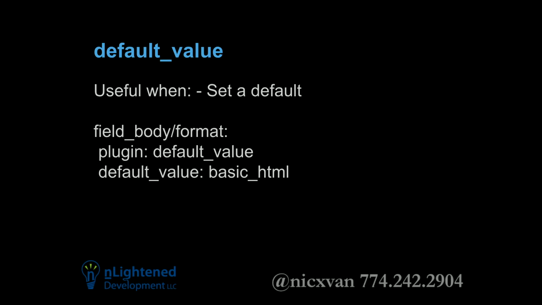Okay, so let's look at some specific process plugins. So set as a default, or default value, is useful when you need to set a default. It's kind of straightforward, but this is an example of what it looks like. So for field body format, many times you always know what the format is. So rather than having to put it in a view or look it up, you can just say, hey, the default value is going to be basic HTML, and then it will set it.